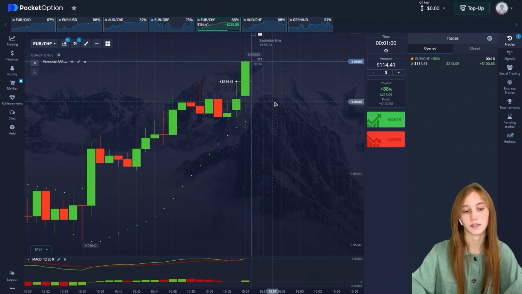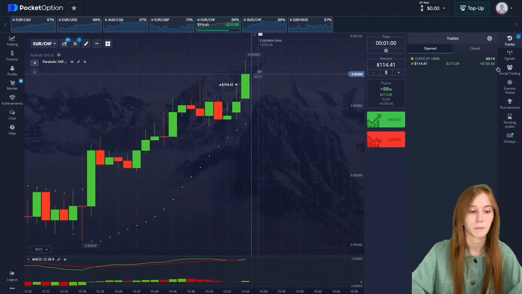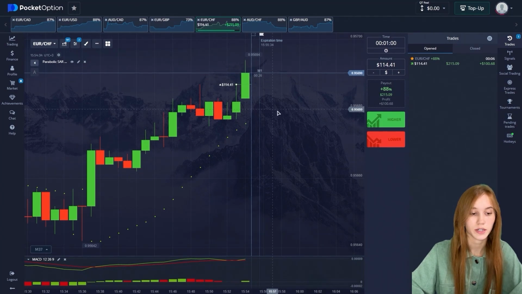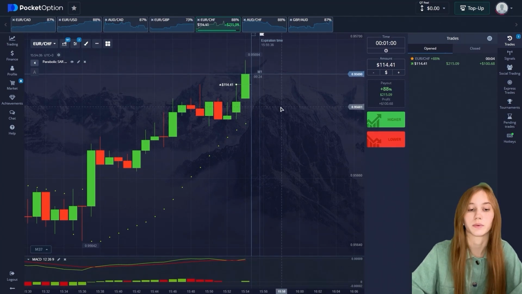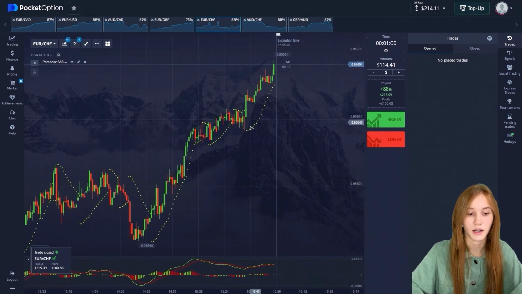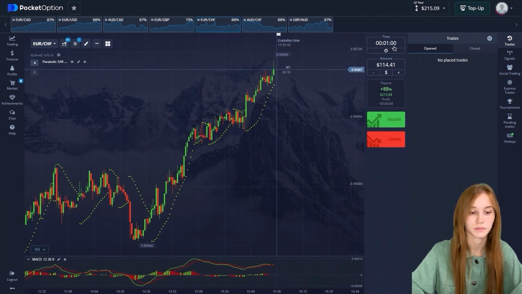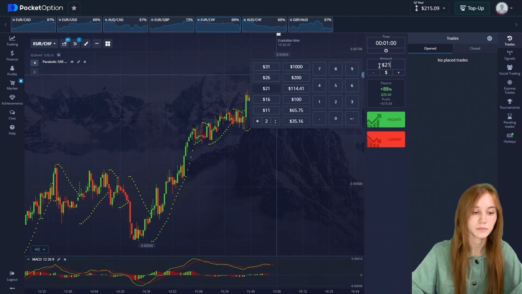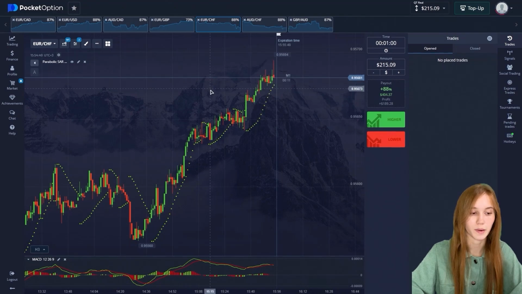13 seconds until the end of the deal. Yeah, we see this shadow. 2 seconds, and yeah, our deal is going to plus. We increase our balance and increase deal amount. And we go on to the next concept.